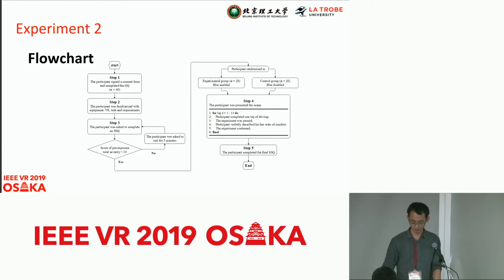After becoming familiar with the experimental scenario, the equipment and the task, the participants were asked to complete the SSQ, and then they started the game. When finishing each lap, the experiment paused and the participants verbally described their states of comfort. Then the experiment continued.